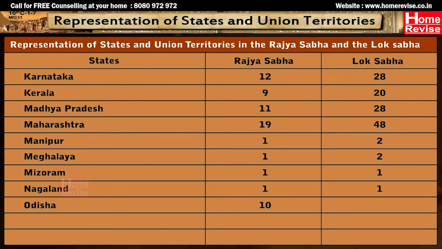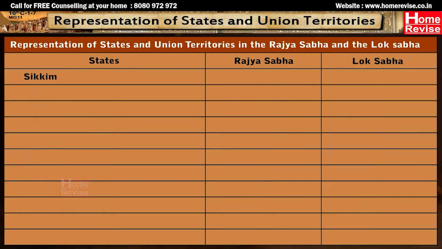Odisha, 10 members in Rajya Sabha and 21 in Lok Sabha. Punjab, 7 members in Rajya Sabha, 13 in Lok Sabha. Rajasthan, 10 members in Rajya Sabha, 25 in Lok Sabha. Sikkim has 1 member each in Rajya Sabha and Lok Sabha. Tamil Nadu, 18 members in Rajya Sabha and 39 members in Lok Sabha. Telangana has 7 members in Rajya Sabha and 16 in Lok Sabha. Tripura has 1 member in Rajya Sabha and 2 in Lok Sabha.